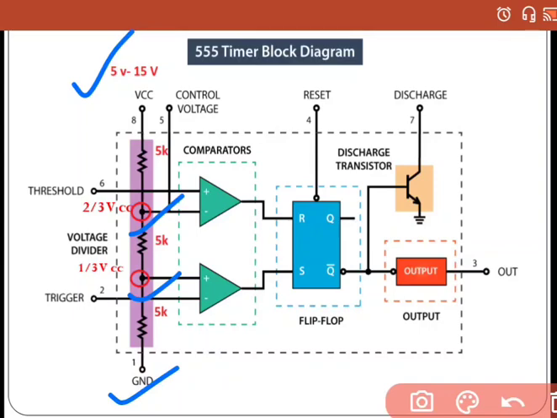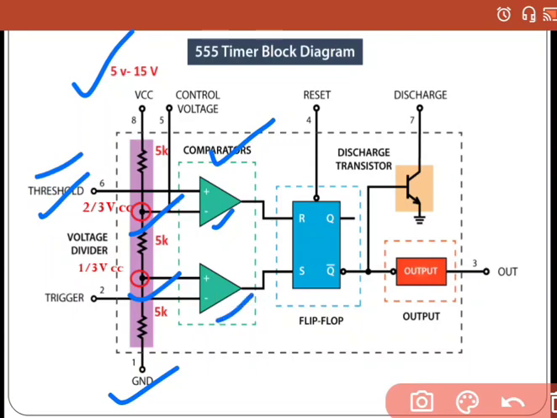If you look carefully at this comparator, there are two terminals. One is plus, that is the non-inverting terminal, and another is minus, that is the inverting terminal. The inverting terminal is getting 2/3 of VCC, and the non-inverting terminal is connected to the threshold pin. It is pin 6, the threshold pin.